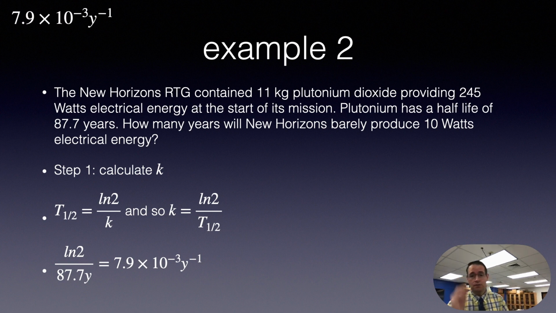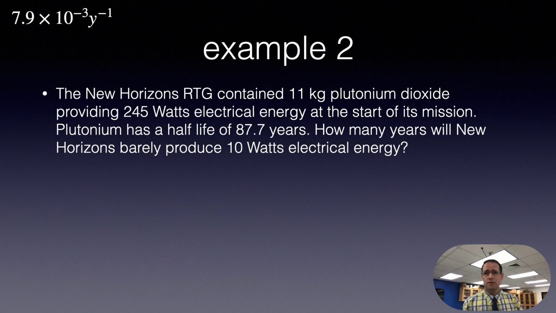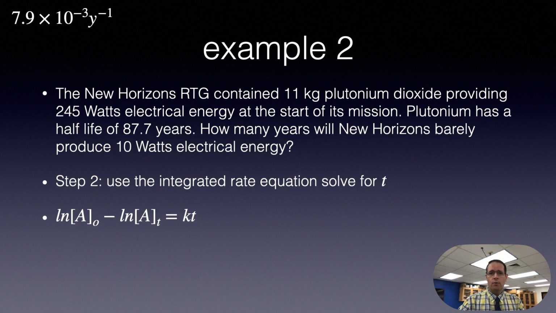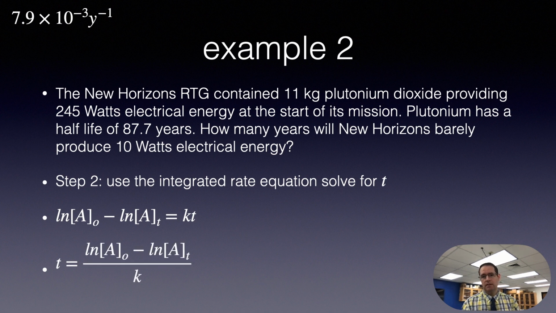Now what you want to do, so I'm going to jot this down on the upper left-hand corner of the slide, is go ahead and proceed onwards to use the integrated rate equation. Here I'm just jumping in with that derived formula that I had from example 1, and we want to go ahead and solve for t. Okay, solve for t. So this is the integrated rate equation.